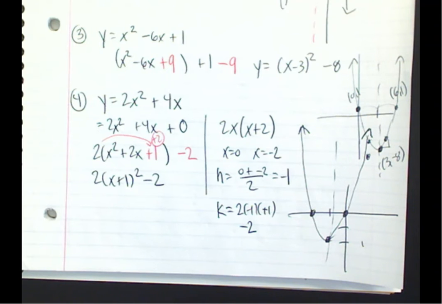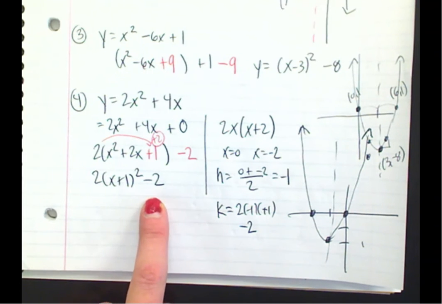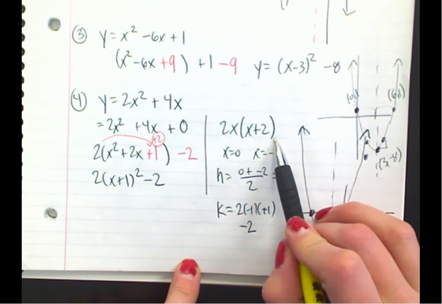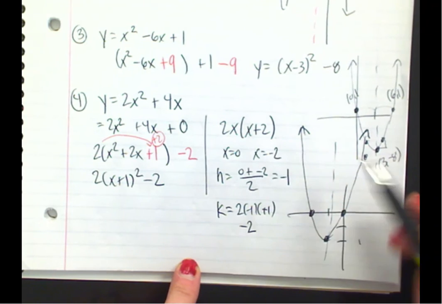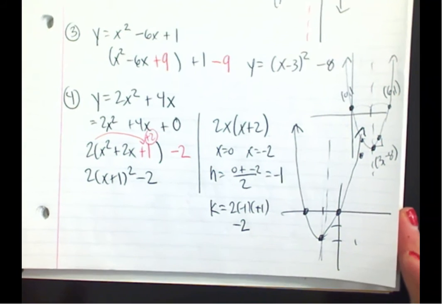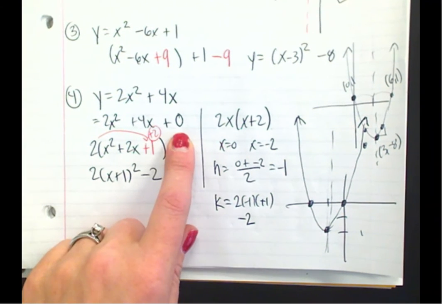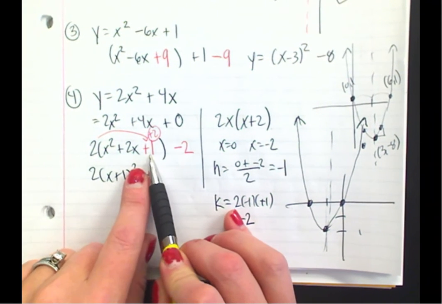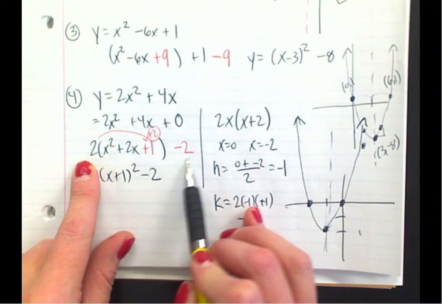And not negative 4, it should be negative 2. Just check your arithmetic. When you take out the greatest common factor, 0 and negative 2. Starting from standard form and completing the square, I added 1, and then I minus 2.